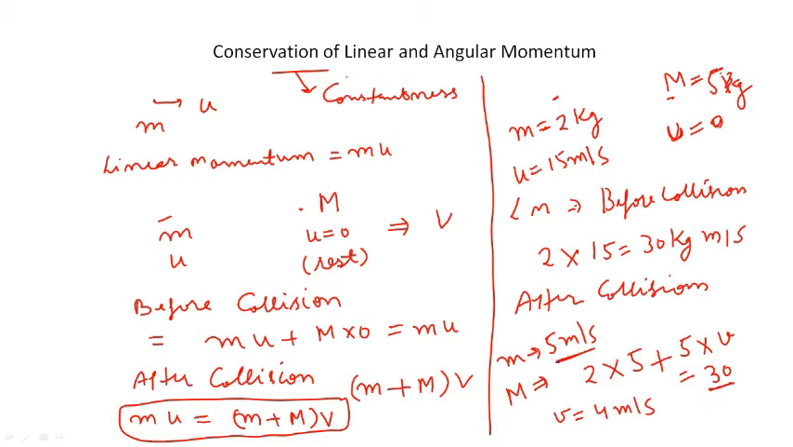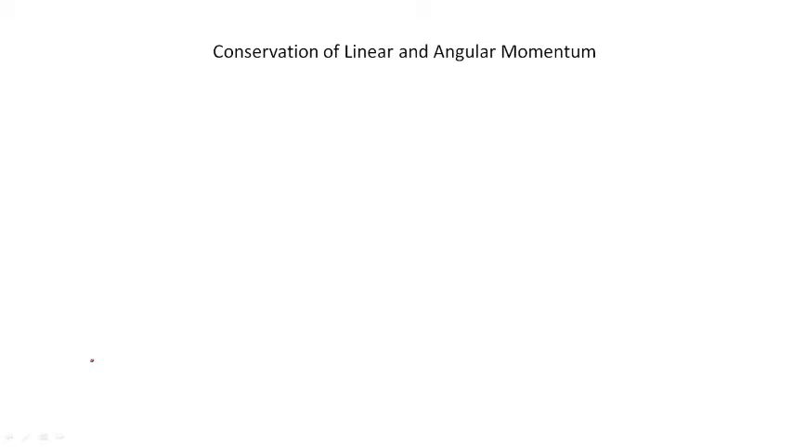It is to be noted that the linear momentum of the whole system is conserved, not that of the individual particle. Before the collision, the linear momentum of the particle was equal to 30 kilogram meter per second, but after collision its linear momentum becomes 10 kilogram meter per second. So individually the linear momentum is not constant, but for the system as a whole the linear momentum is conserved. This is known as the conservation of linear momentum. Now we will discuss the conservation of angular momentum.